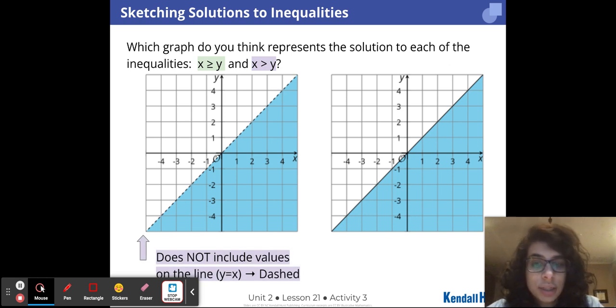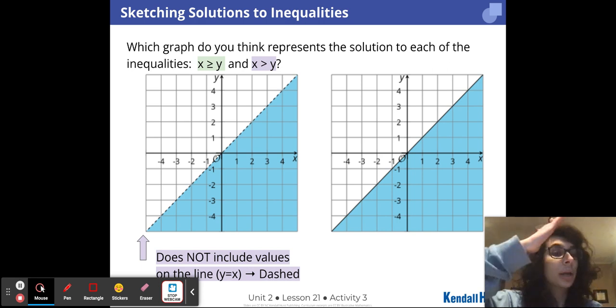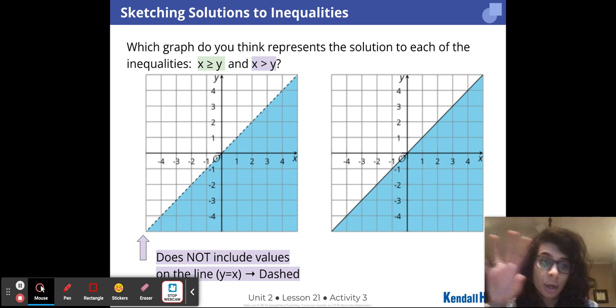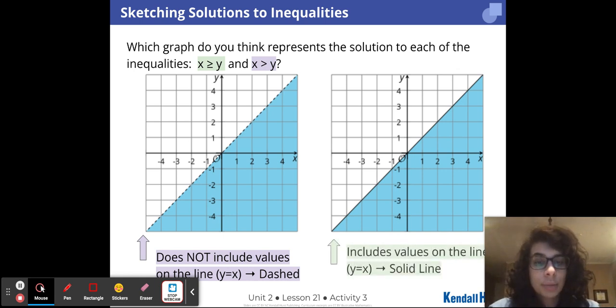A dashed line does not include the values on the line y is equal to x. That is when it is x is strictly greater than y. We have a dashed line because we're not including those values. The values on the line are not a solution. They are a border to tell us where the solutions are, but the line there is not a solution to my inequality. On the other hand, when I have a solid line, all the solutions on the line include the values, right? So it includes the values on the line y is equal to x, so it is a solid line. So that is when x is greater than or equal to y.